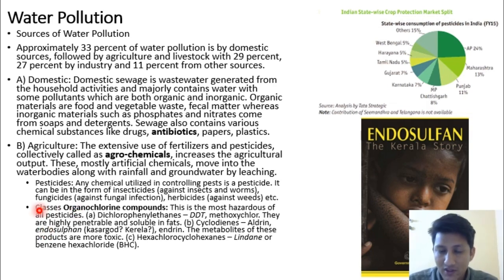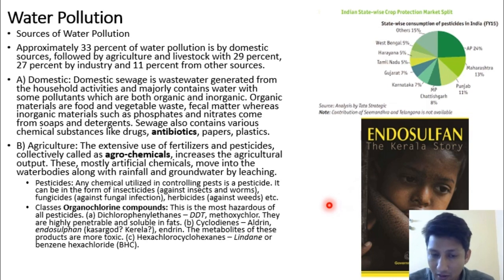These are the most harmful category of pesticide. They are called organochlorines. These are the most hazardous. One example is DDT, dichlorodiphenylethane, which we also learned while we were talking about Silent Spring, written by Rachel Carson. Aldrin, Lindane, endosulfan.